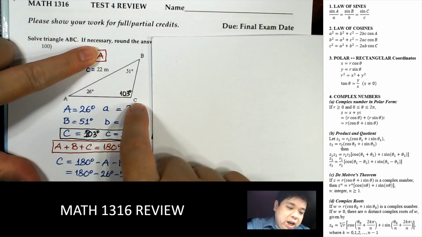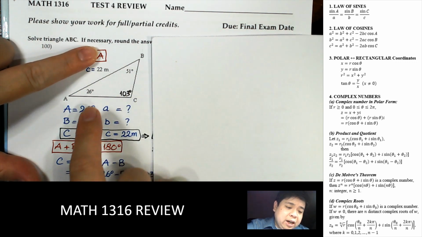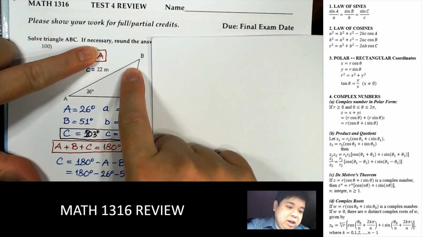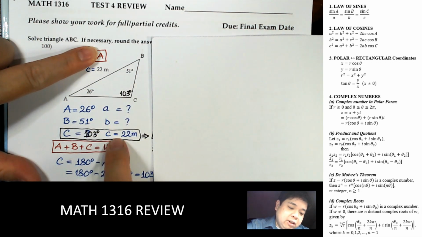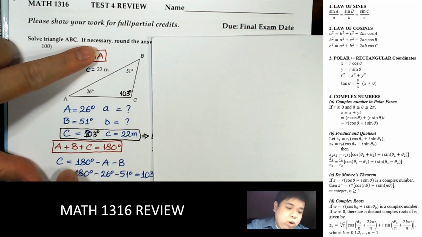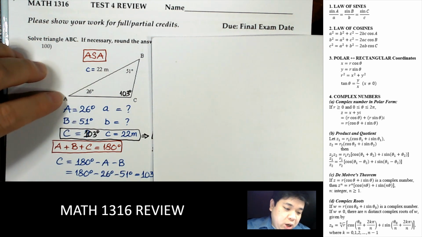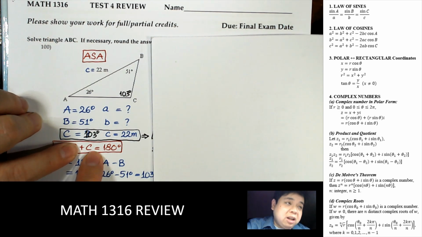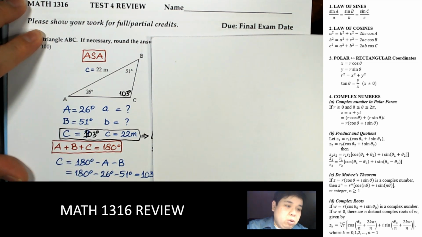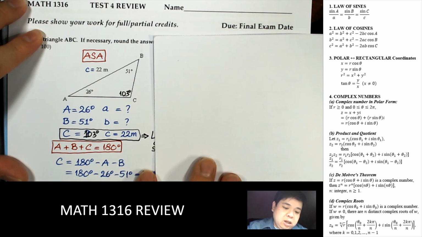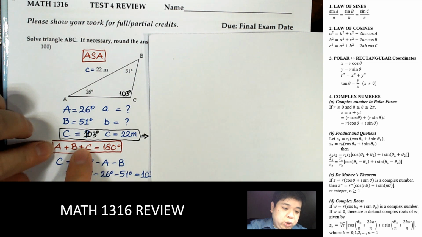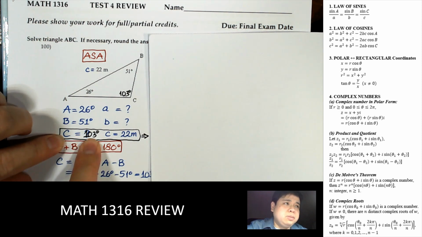So we have triangle ABC, and angles A and B and side c are given. But if we are given two angles, we can find the third angle easily. So that's not a problem. If we are given A and B, we can find C. So C is equal to 180 minus A minus B. So C is 103 degrees.